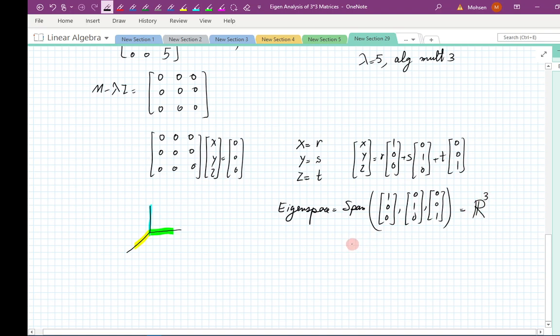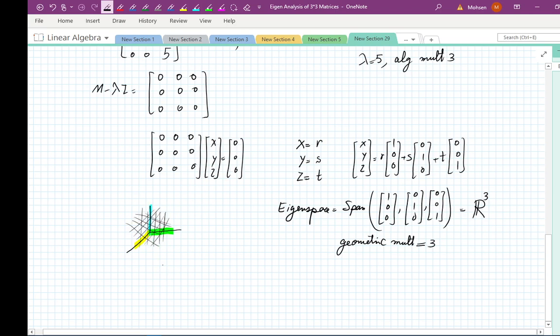What is the geometric multiplicity? Several ways of counting. How many rows of zeros you got here? 3. How many parameters you got here? 3. How many linearly independent eigenvectors you got? 3. That's all the same. That's the geometric multiplicity is 3. The eigenspace is going to be the entire space, okay, so however you want to indicate this entire space is your eigenspace.